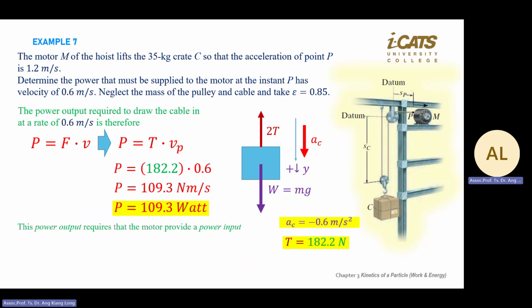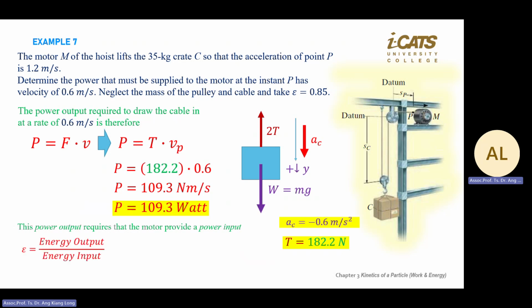If you forget, you just look back at the parameter. P is Newton, velocity is meter per second. You combine the two, you get Newton meter per second. Okay, so this 109.3 is the power needed to lift the object. But you know that there's nothing perfect on this earth, especially man-made objects. So there is an efficiency there, 85%. So you need more power. You need more than 109 to lift the object at this speed and acceleration.